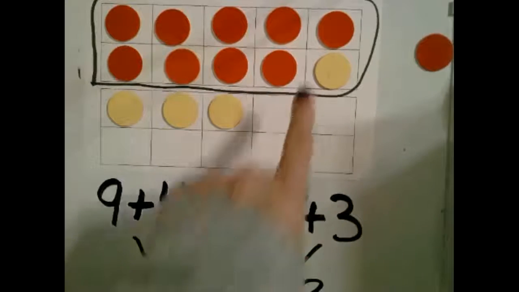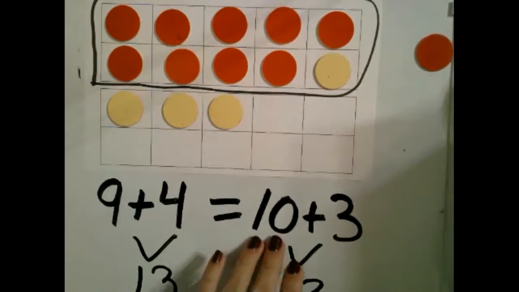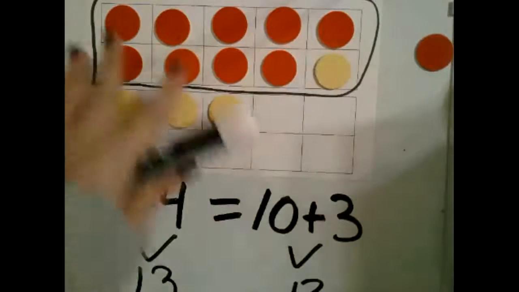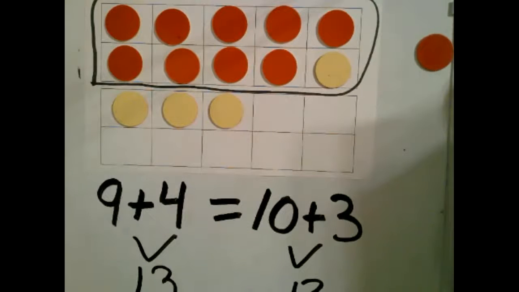Making a 10 using our 10 frames can help us easily to add on and count our numbers because we know how to make a 10. And 10 is a friendly number. So I know if I start at 10, I can just count on from there. Good job, mathematicians. Let's do another one.